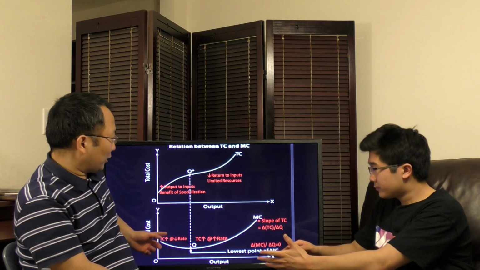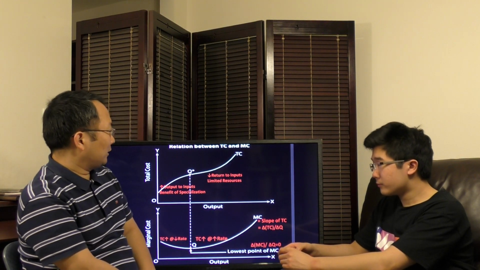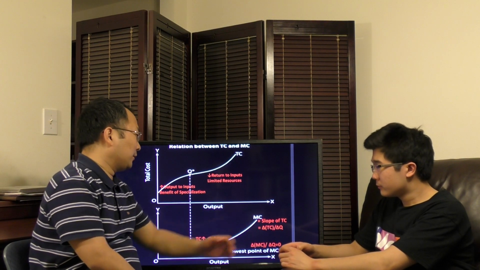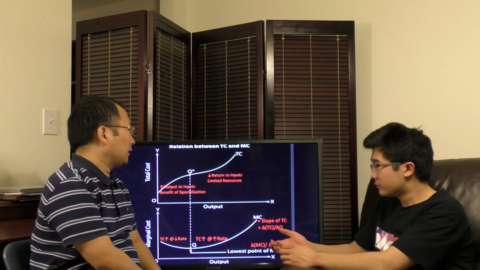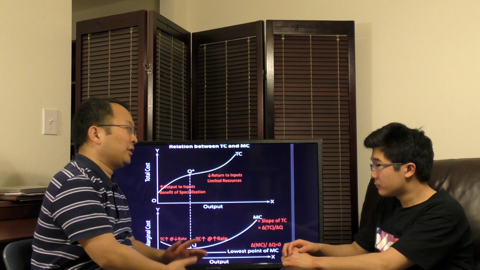It's noticeable that the marginal cost curve is a U shape. As Ray said, it's just the slope of the total cost curve, and using some geometry and algebra, it's very easy to figure out.